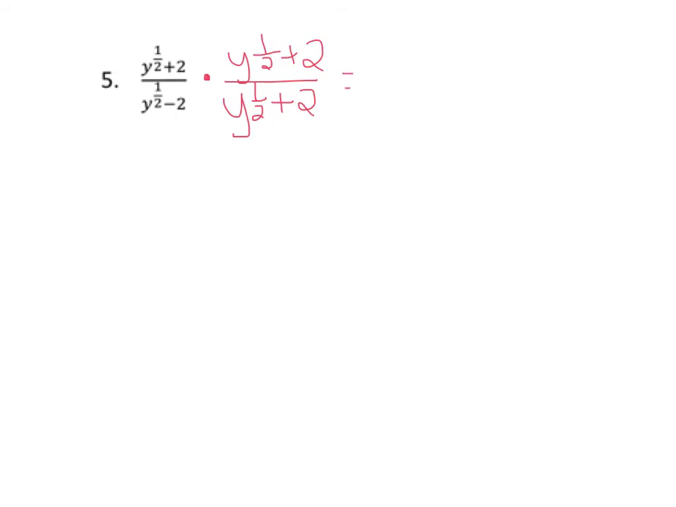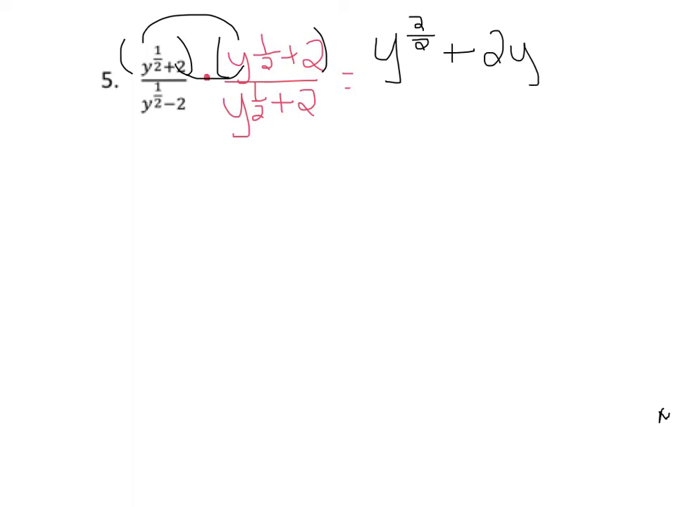So, if I go through the top, I'm going to FOIL it or double distribute it. So I have y to the 1/2 times y to the 1/2, which gives me y. And remember, whenever you multiply, you add exponents. So I have 2 halves. Plus, I would have 2 times y to the 1/2, so 2y to the 1/2. And then I would have 2 times y to the 1/2, so plus 2y to the 1/2. And then lastly, I would have 2 times 2, which is a positive 4.